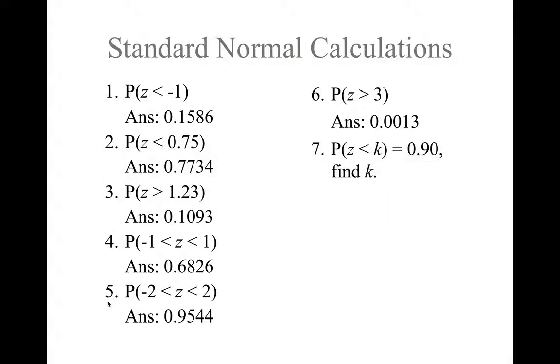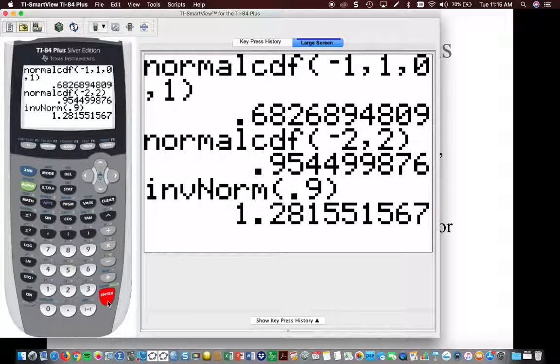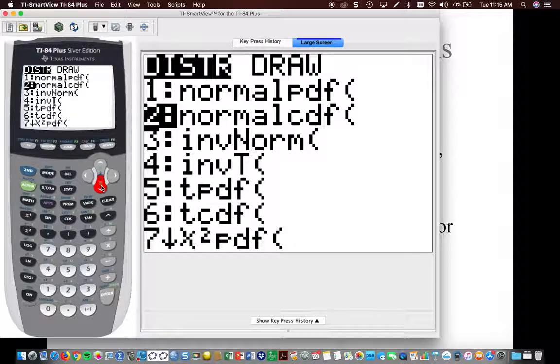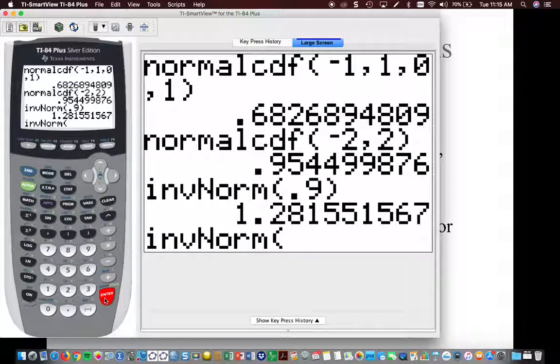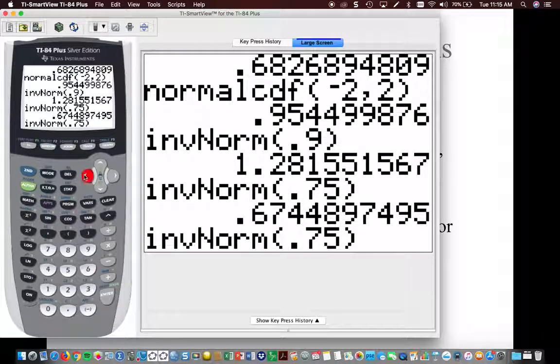For the next problem, if I want to know what's the IQR, remember the IQR is going to be the 25th percentile and the 75th percentile and the difference between them. So if I go back to the calculator and I want to find the 75th percentile, I can do that almost the same way. Go down to the inverse normal, but now we want to put in 0.75 and close it, and it tells me about 0.67. Then if I do 0.25, change this to 25%.